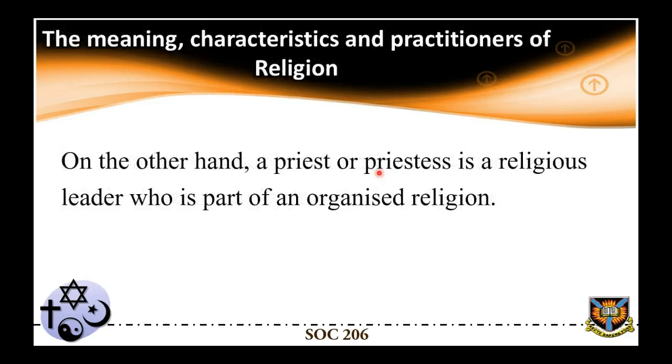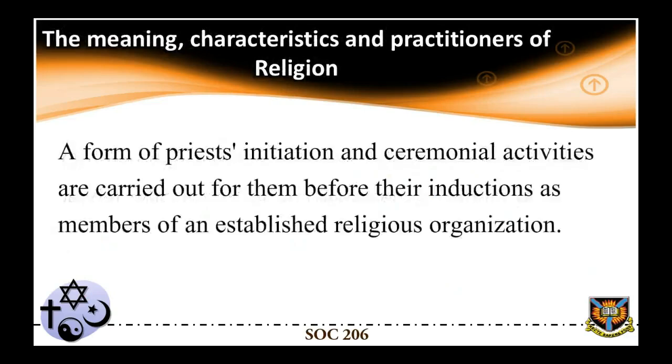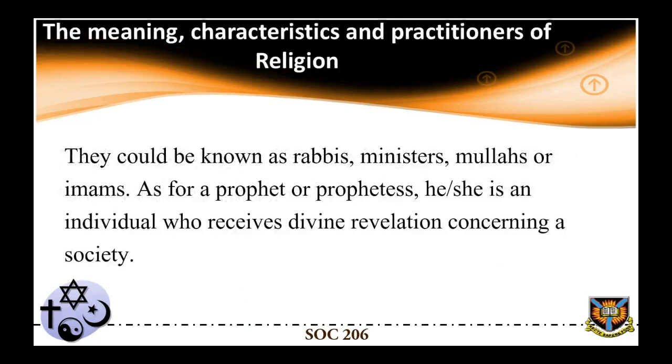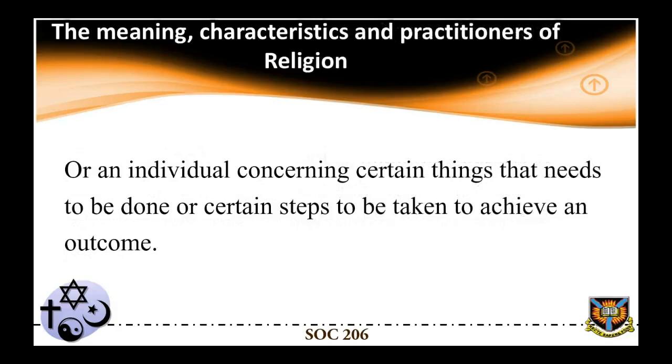On the other hand, a priest or priestess is a religious leader who is part of an organized religion. A form of initiation and ceremonial activities are carried out for priests before their inductions as members of an established religious organization. Be that as it may, different religions have different terms for these individuals. They could be known as rabbis, ministers, mullahs, or imams. As for a prophet or prophetess, he or she is an individual who receives divine revelation concerning a society or an individual, concerning certain things that need to be done or certain steps that need to be taken to achieve an outcome.